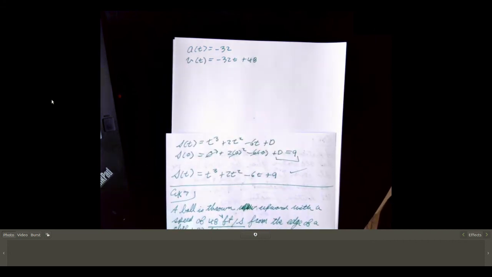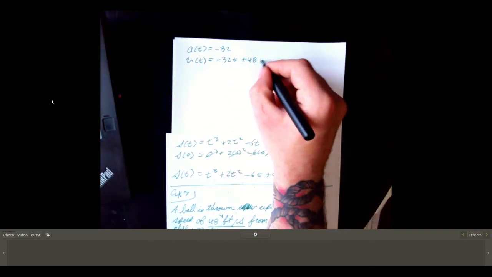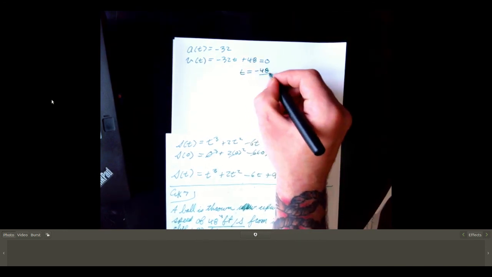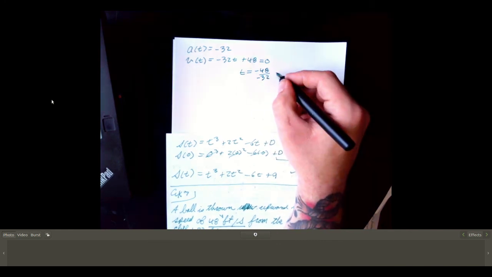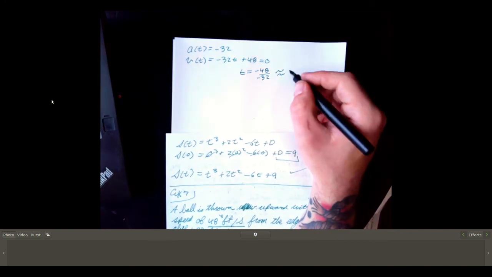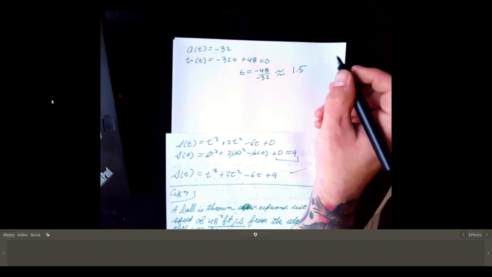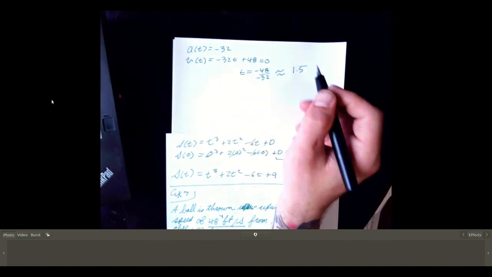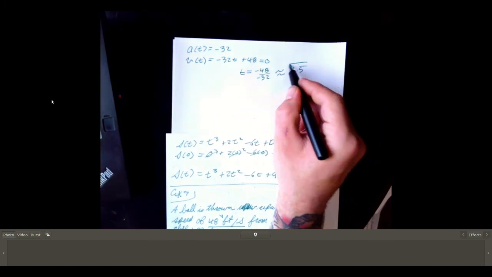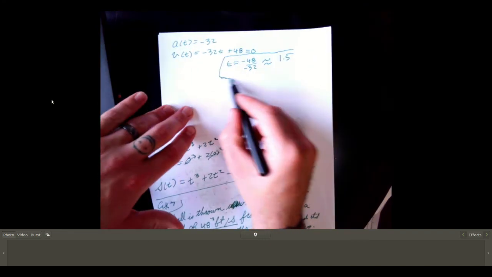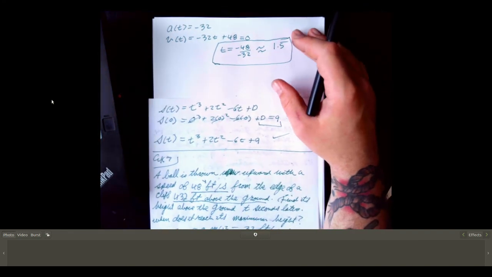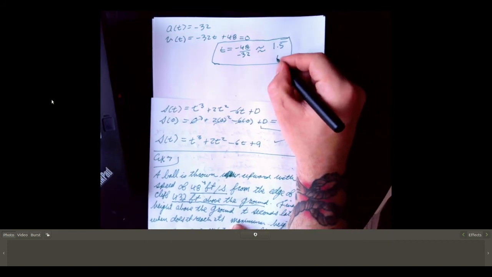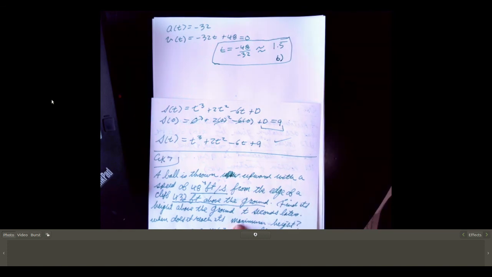So we can already take our velocity equation, set it equal to 0, and that'll give us t is equal to negative 48 divided by negative 32, which when everything clears out, that'll give us 1.5. So we know when t is equal to 1.5, our velocity equals 0. So we will take this bit of information and find its height above the ground t seconds later. When does it reach its maximum height? This is kind of the answer to that second question we were asked.